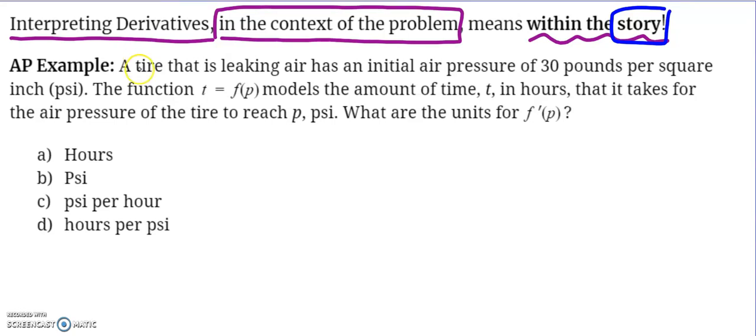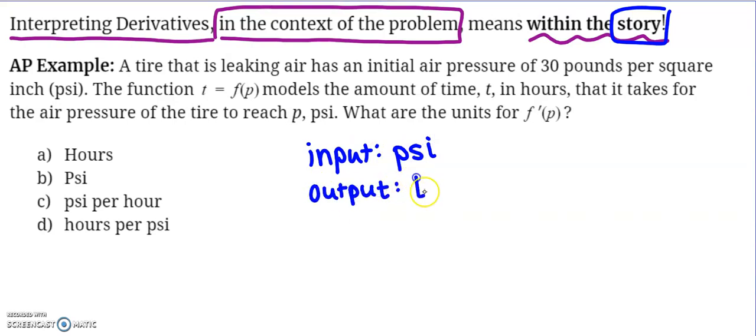So here's an example. A tire that is leaking air has initial air pressure of 30 pounds per square inch. The function t equals f of p, that's kind of weird, models the amount of time in hours that it takes for the air pressure of the tire to reach P, representing the PSI. What are the units for f prime of p? So here, if we think about this, our input is PSI, and our output is time. That's weird, because we don't usually see time as an output, but that's what's happening here.